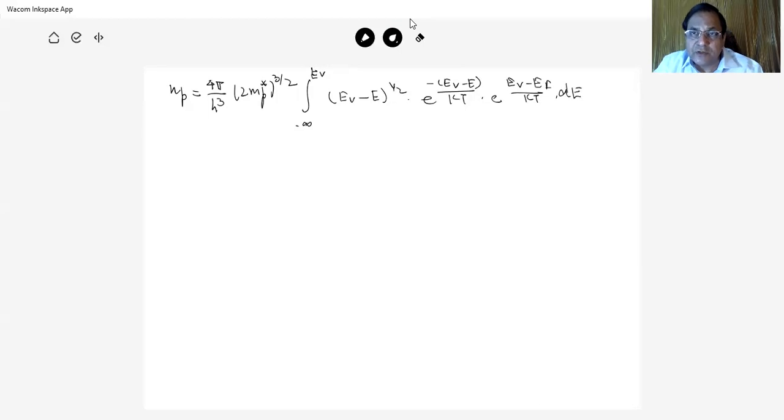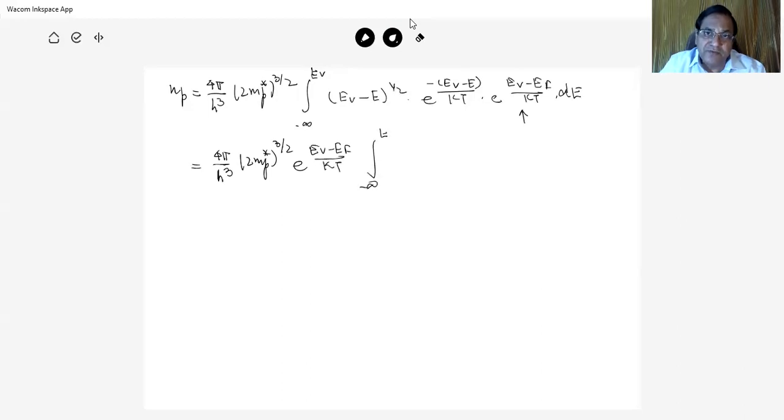So this term is constant, so taken outside, that is 4 pi upon h cube, 2 MP star to the power 3 by 2, e raised to the power (EV minus EF) by KT, integral minus infinity to EV, of (EV minus E) to the power 1 by 2, e raised to the power minus (EV minus E) upon KT into DE.